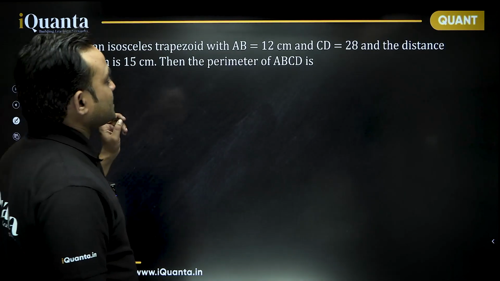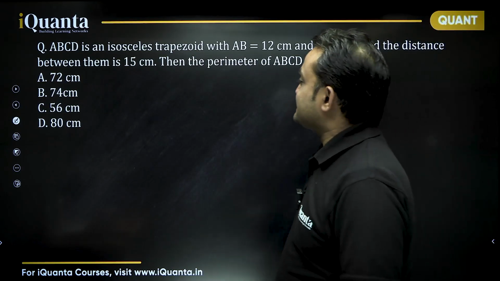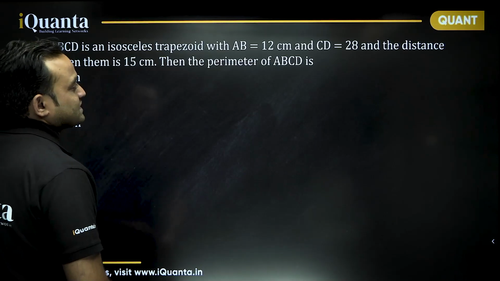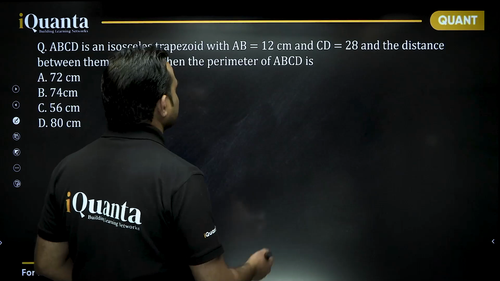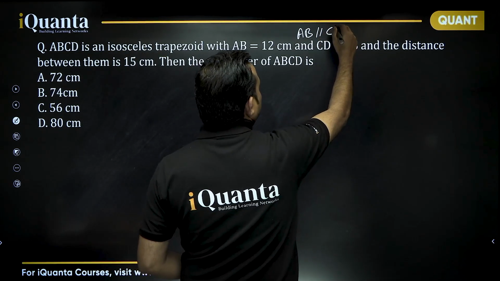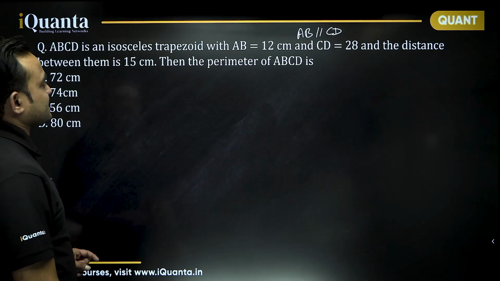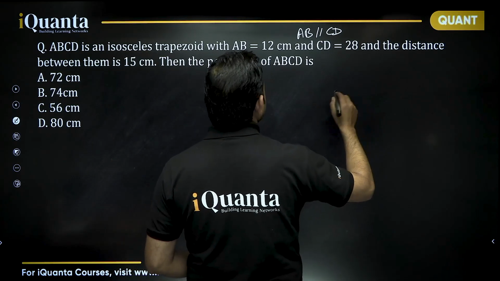Let's go to the next question based on trapezoid. It says ABCD is an isosceles trapezoid with AB is equal to 12 centimeter, CD is equal to 28 centimeter, and of course AB is parallel to CD and the distance between them is 15 centimeter. Then the perimeter of ABCD is.